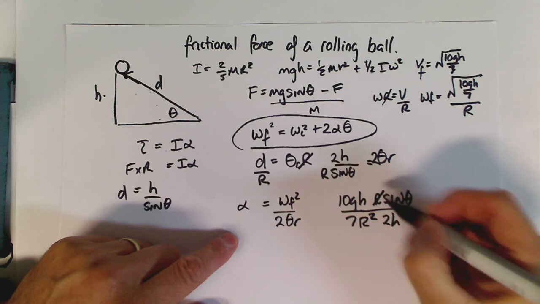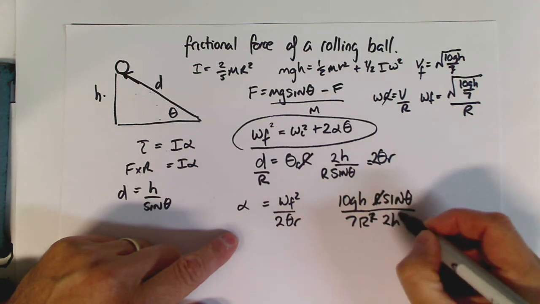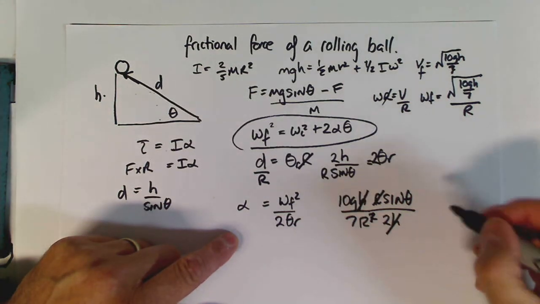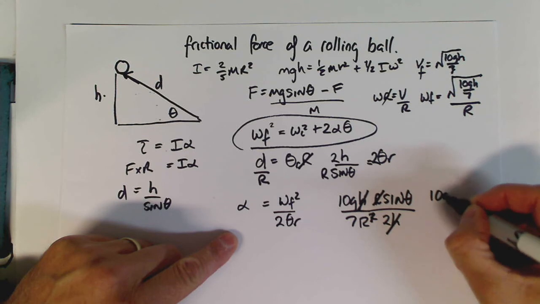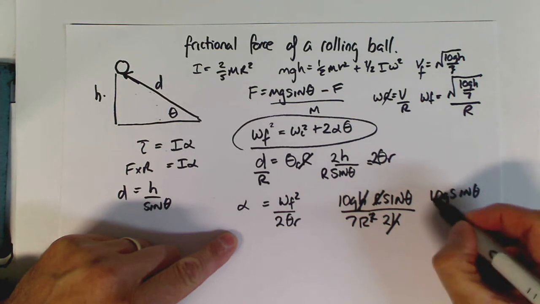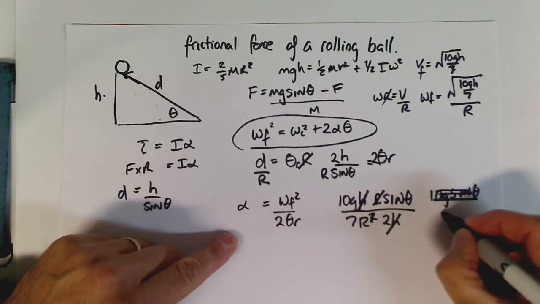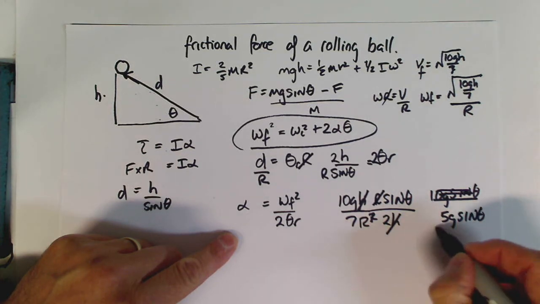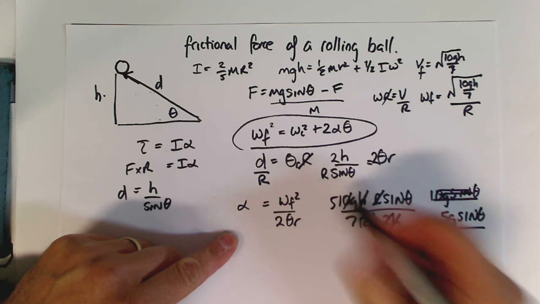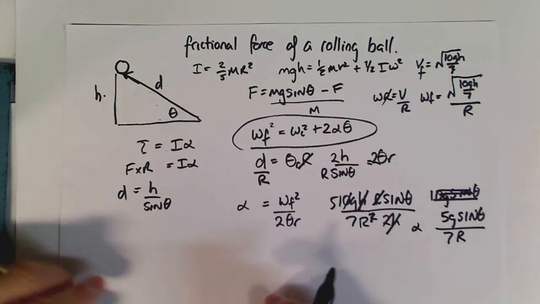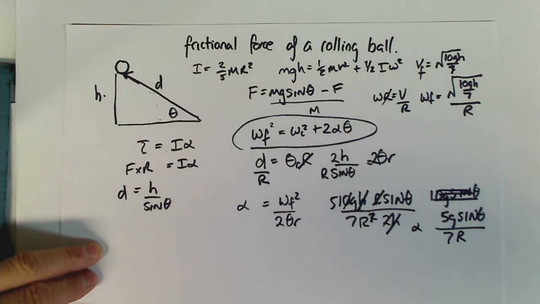Let's do our cancellings. R, H, H, and what are we left with? 10g sine theta. No, I didn't do my 2. Sorry. 2's into 10. 5g sine theta all over 7r. Now that's our alpha. How close are we getting now? So that's my alpha. 5g sine theta over 7r.